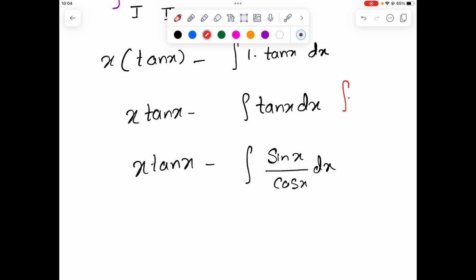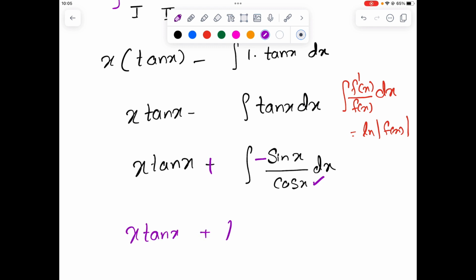I am using this formula. You have any function in the denominator and its derivative in the numerator. Then the answer is ln of the denominator. What is the function in the denominator? Cos x. Its derivative is negative sin x. So negative and negative. So now it can be written as ln of the denominator. So it becomes plus ln cos x plus c. This is going to be the answer.